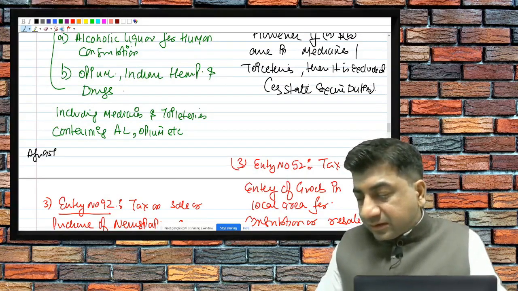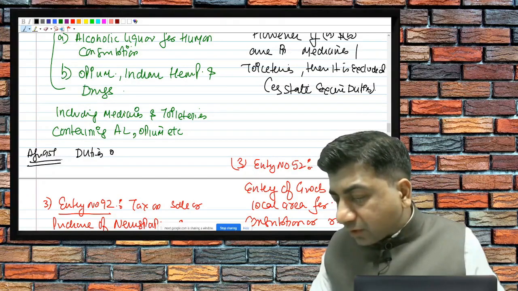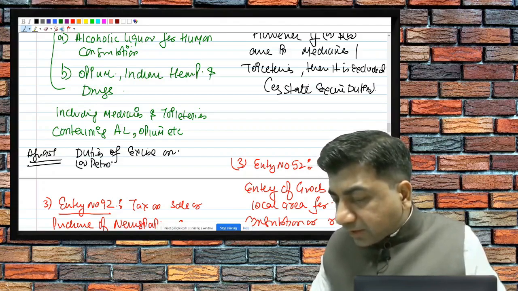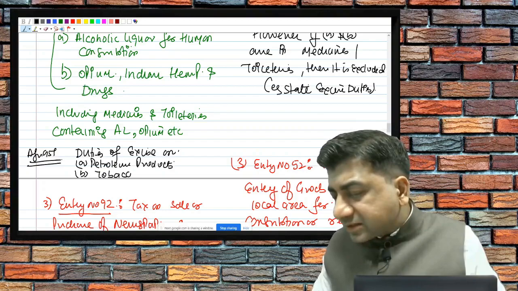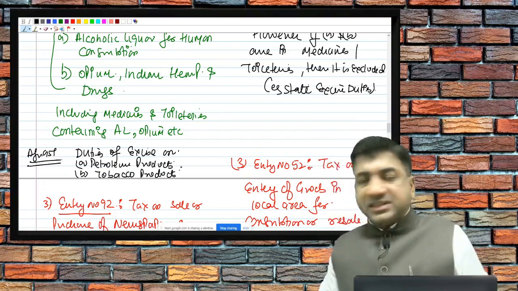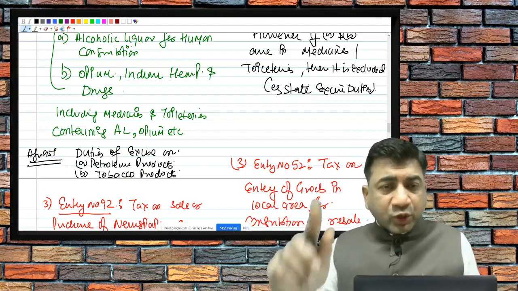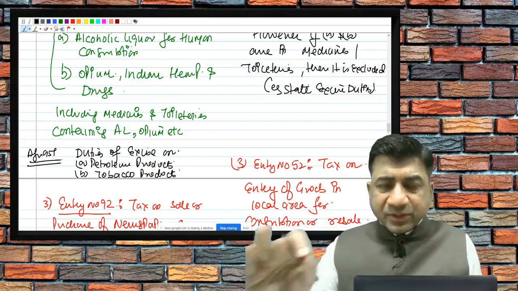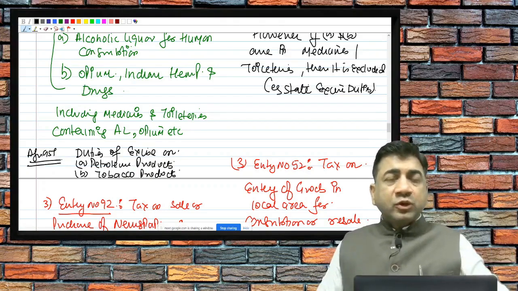After GST, the entry is, I've written it down so that it becomes easy for me also. Duties of excise on A, petroleum products, and B, tobacco products. Now after GST, excise duty has been abolished by the central government on all products except two products. Petroleum products are still subject to excise and tobacco products are still subject to excise. What I'll do is just write it down. I'll explain later on because it takes so much time to explain and write at the same time.